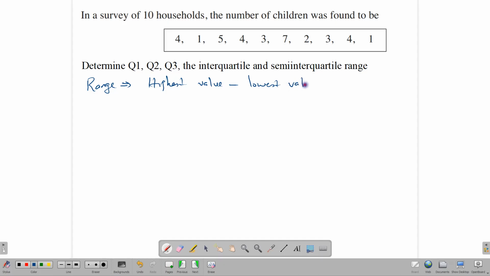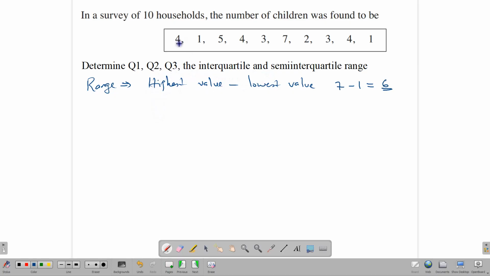So looking at our data, the highest value in this data set is 7, and the lowest value is 1. So 7 take away 1 gives us 6, and this 6 is the range. What the range gives us is an idea of how far the numbers are apart from each other. All right, so that's what the range is. It gives us an idea of spread, meaning how far the numbers are apart from each other.